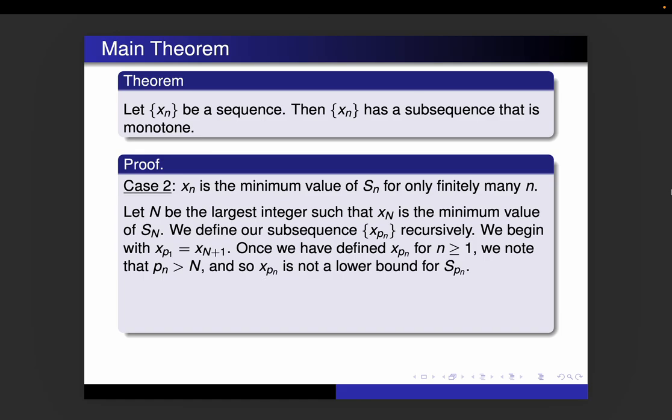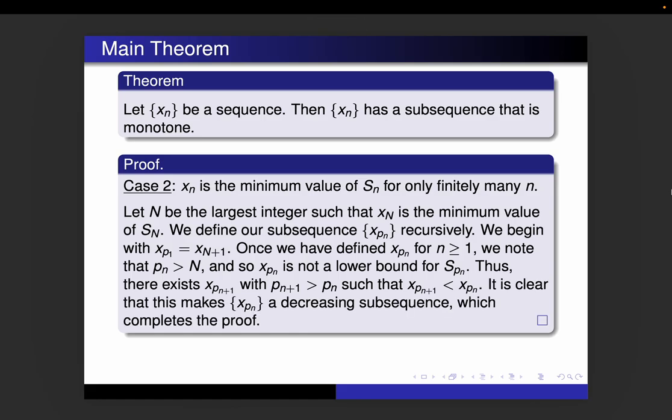That means x sub pn is not a lower bound for S sub pn, which means that we have some x sub pn plus 1, where pn plus 1 is bigger than pn, that is smaller than x sub pn. And then it's clear this makes x sub pn a decreasing subsequence, which completes the proof.